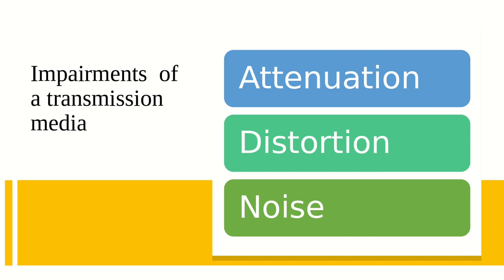Noise. Noise happens for some reasons. One is thermal, the heat. Random motion of electrons in wires creates extra signals. Impulse, spike: impulse spikes occur from power lines or lightning.